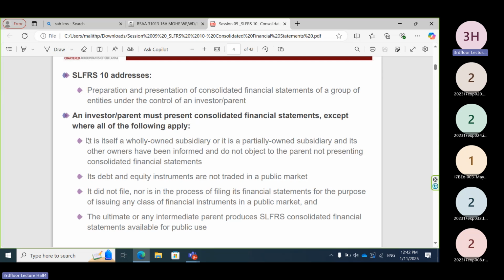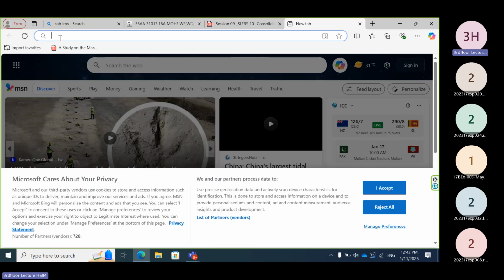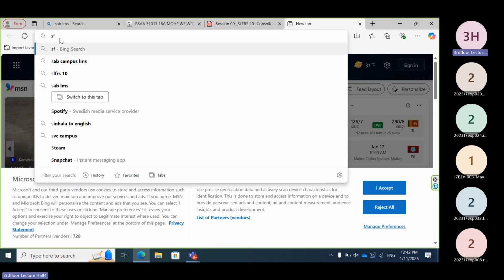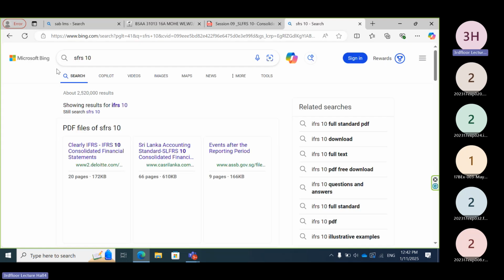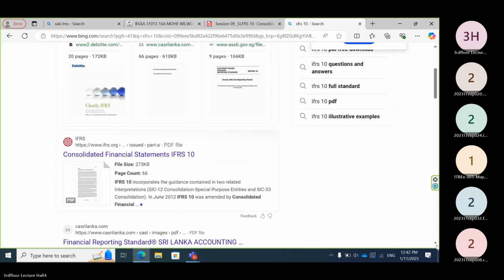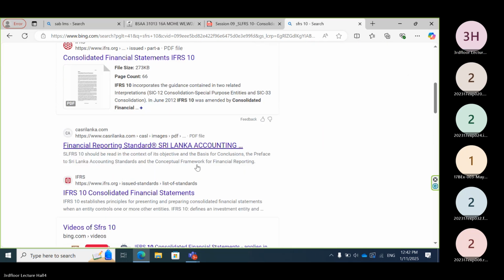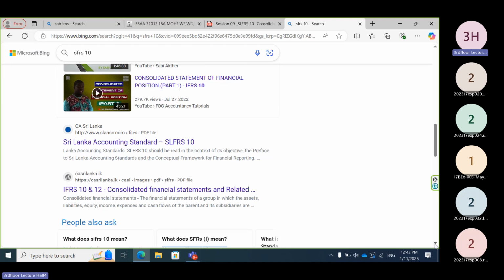Consolidated accounts, right? We went to the standard last week. Let's go and look at that too. We have all the definitions. That's the benefit of these SLFRSs. You can read IFRS 10 also, right? Similar.